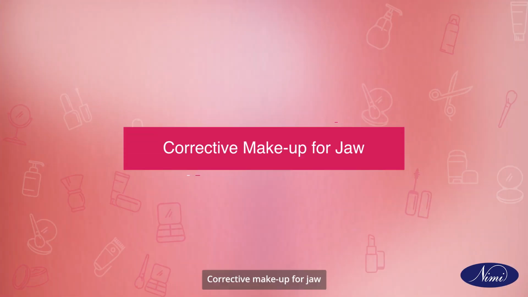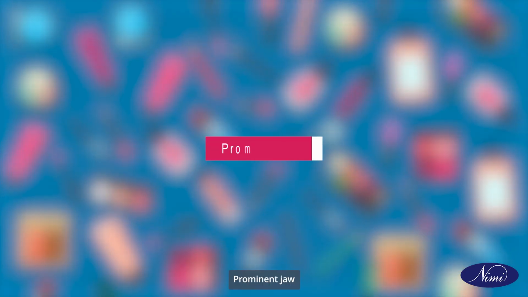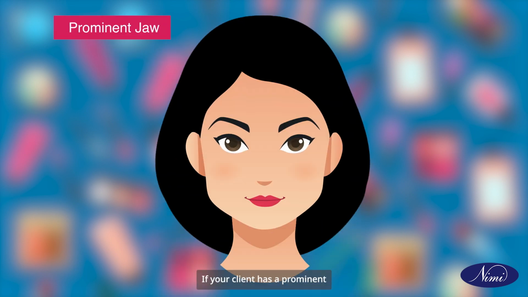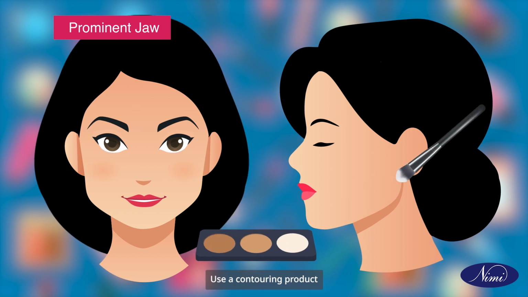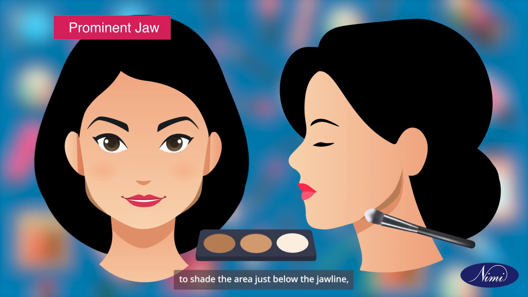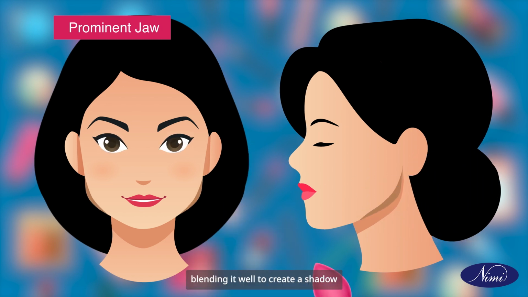Corrective makeup for jaw. Prominent jaw. If your client has a prominent or strong jawline, you may want to soften its appearance. Use a contouring product or a matte bronzer to shade the area just below the jawline, blending it well to create a shadow and reduce the emphasis on the jawline.